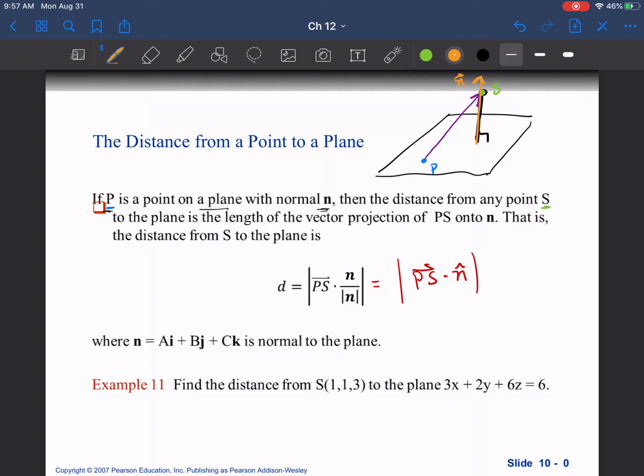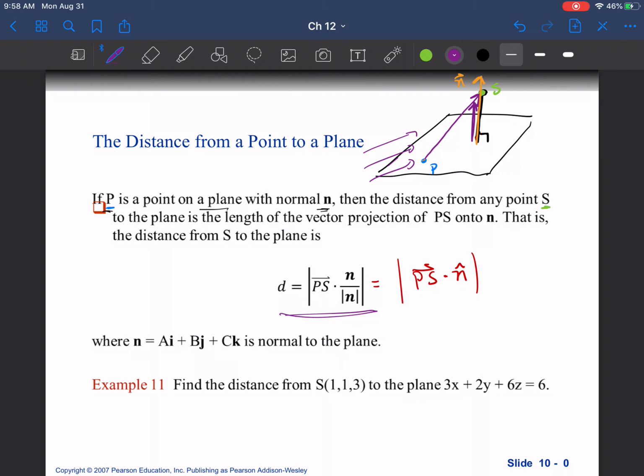And now if I project this vector PS onto the normal vector there, so if I take this component of PS onto N, in other words, shine light from this direction and look at the length of the shadow of PS on that normal vector, then that length will be the distance from the point to the plane. And so I can do that.